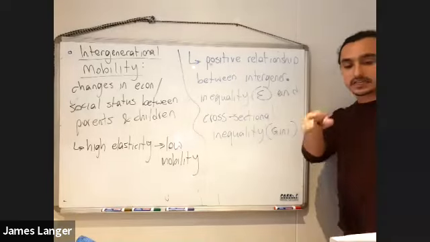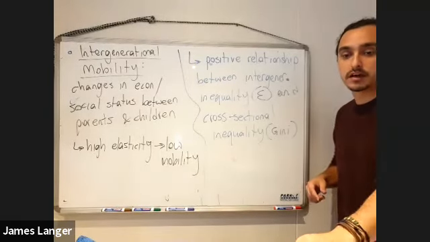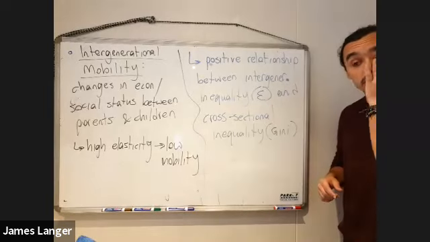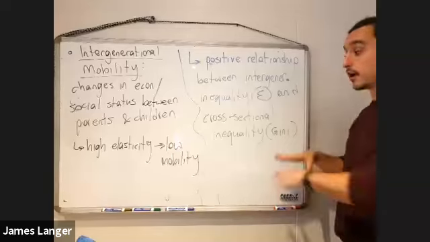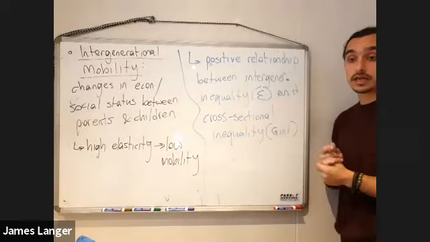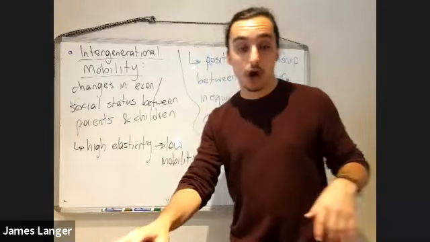Give me a thumbs up if you understand that, and then I will address the question that I missed. Give me a thumbs up if everyone's good. Okay, so we're just saying a positive relationship between intergenerational inequality and overall cross-sectional inequality. Okay, so someone doesn't understand how to interpret the answer.